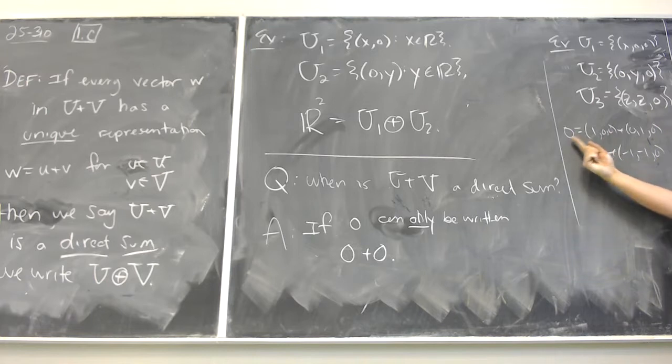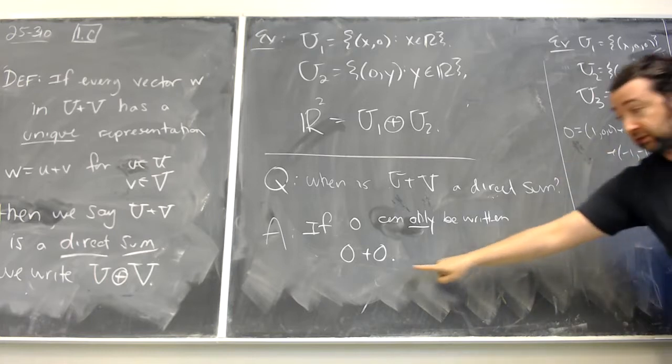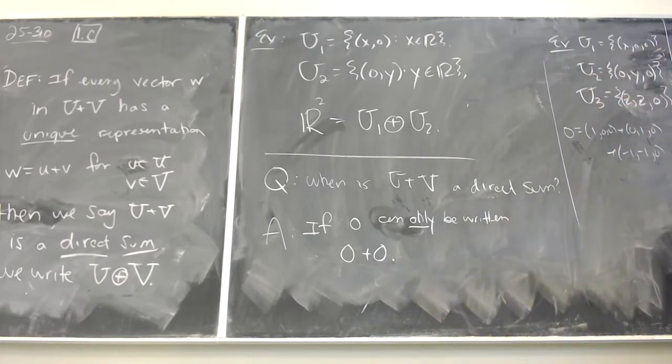And if 0 has only a unique representation, then the important version of this is the converse direction. If the only way of writing 0 is as a list of zeros added together, then I've got a direct sum.